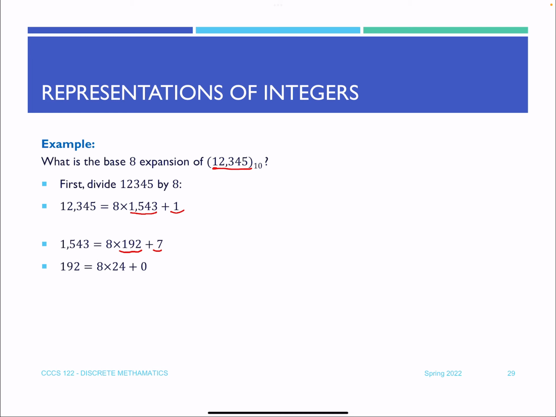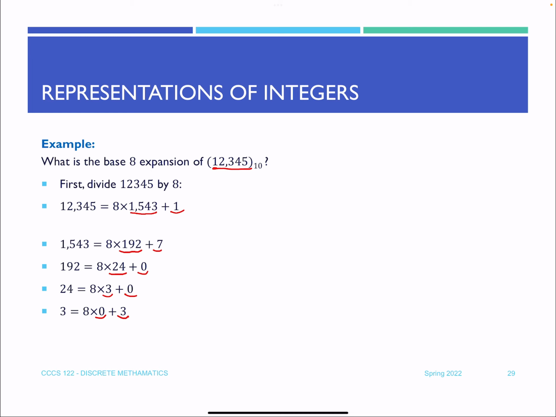Then you take the 192 and you divide them again by 8, and you get as a result 24 and a remainder of 0. You divide 24 again by the base 8, and you get as a result 3 with remainder 0. And then you take 3 and divide it by 8 again, and you get as your quotient 0 and remainder 3. Your quotient is now 0, which means we end it over here.